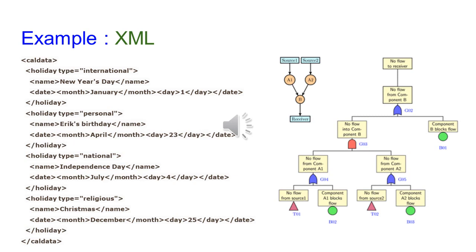First, it mentions the holiday type international. So in the international holiday type, New Year's Day is specified here. And the second holiday type is personal. So Eric's birthday is mentioned here. Our friends' or relatives' birthdays we can store. And the holiday type is national. National holidays are specified here as Independence Day. And in the religious type, religious holidays, it is specified as Christmas, and it also specifies the month and date of the particular holidays.